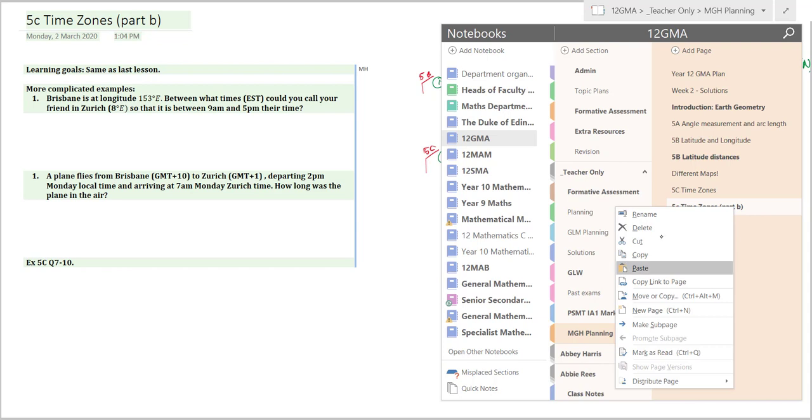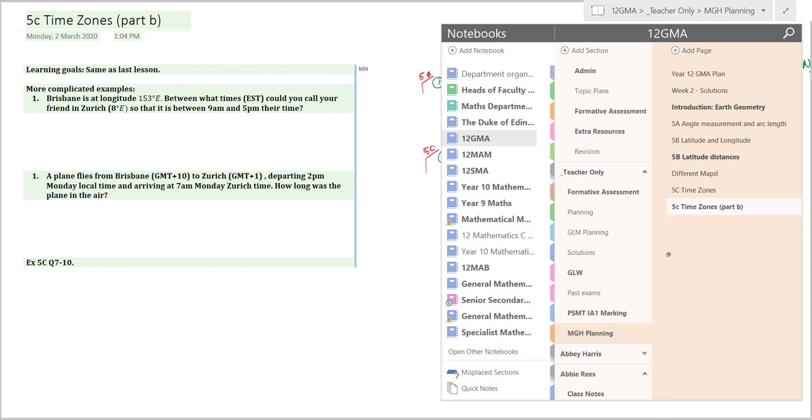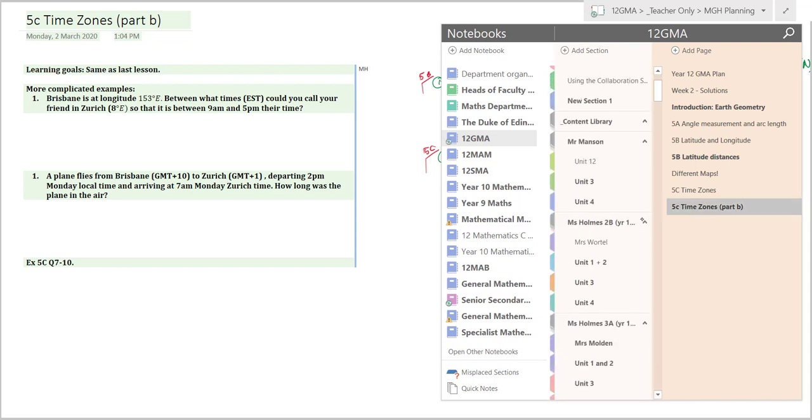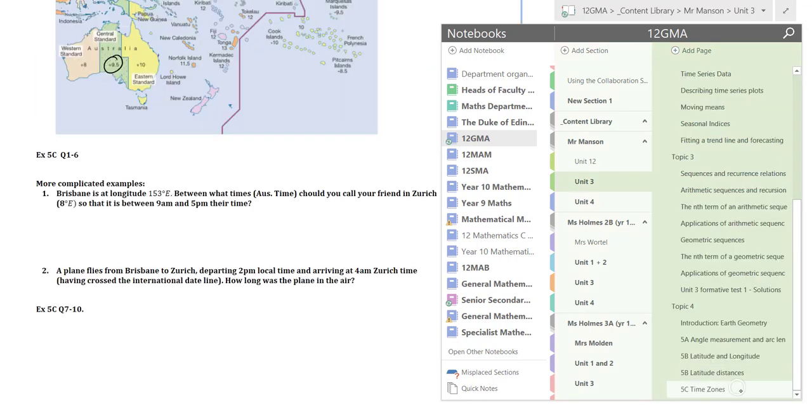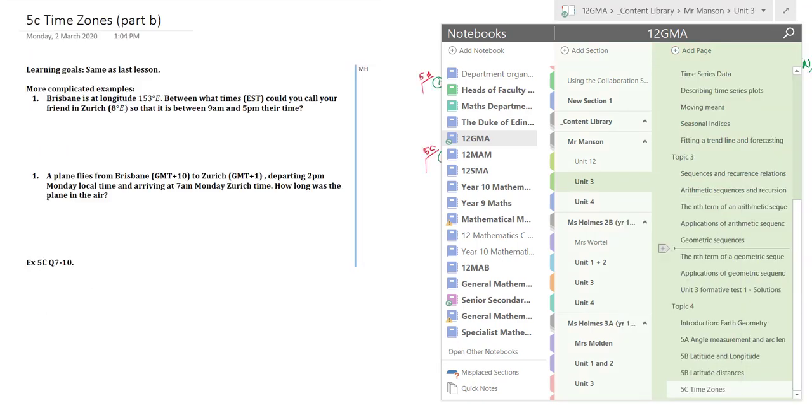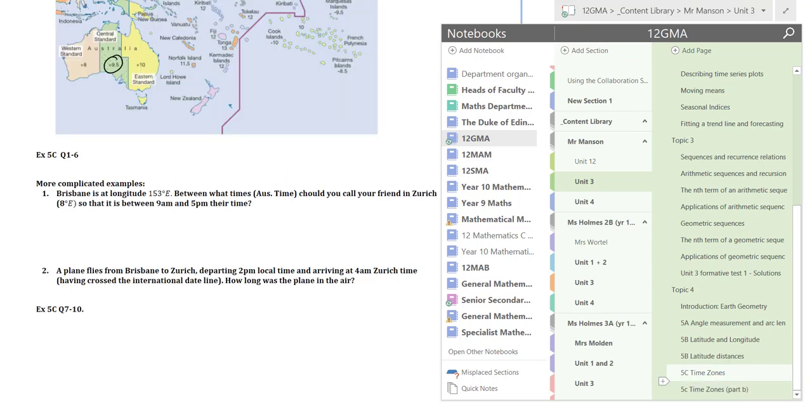Just grab that. Copy that. Okay, now I've got part B, excellent.